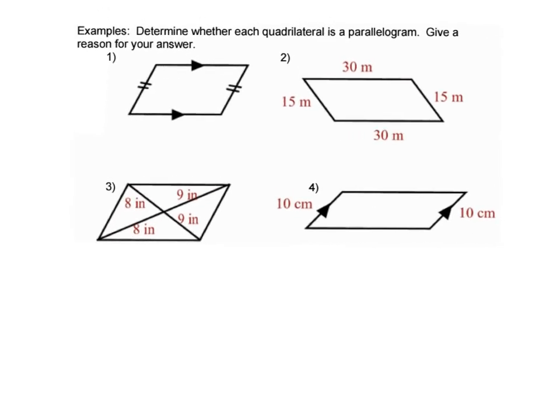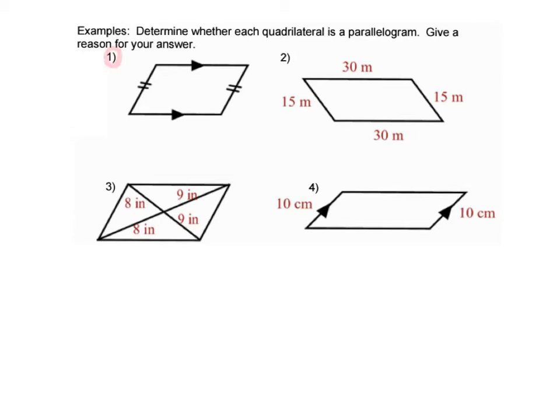All right, so we're going to look at our quadrilaterals and determine if it's a parallelogram. So remember, we've got those 4 different ways to prove we have a parallelogram. We're looking for both pairs of opposite sides congruent, both pairs of opposite sides parallel, one pair both parallel and congruent, and or the diagonals can bisect each other.